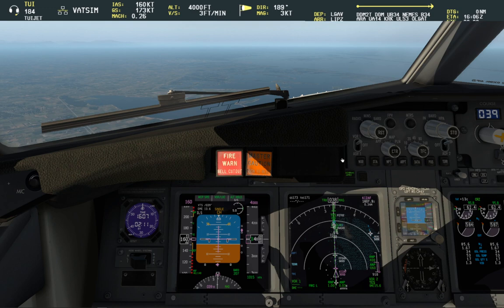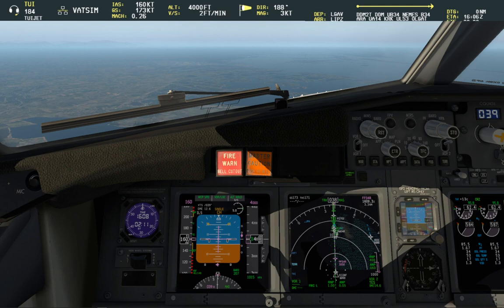1015, Golf Delta Echo. Ryanair Maroc 2013, descend to 4000 feet and cleared approach. Descend to 4000 feet and cleared ILS approach. Descend to 4000 feet and cleared approach. Royal Air Maroc 8717, speed 180.